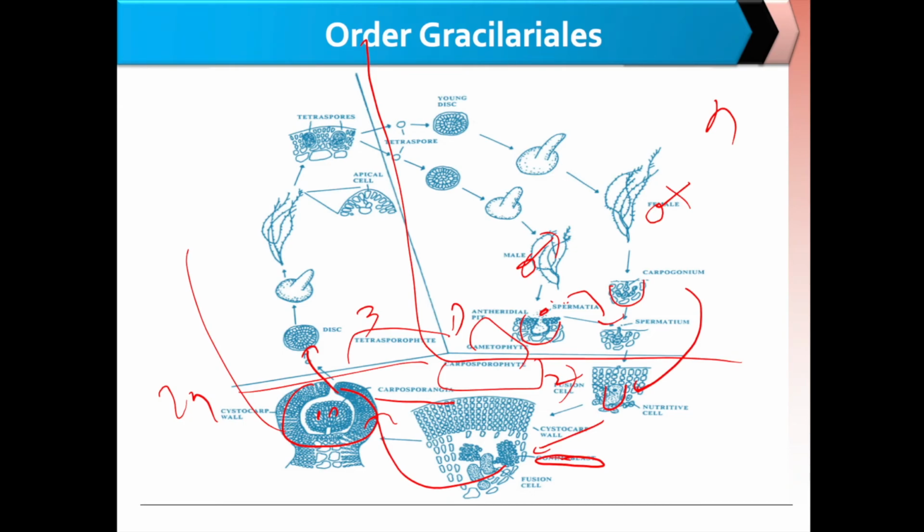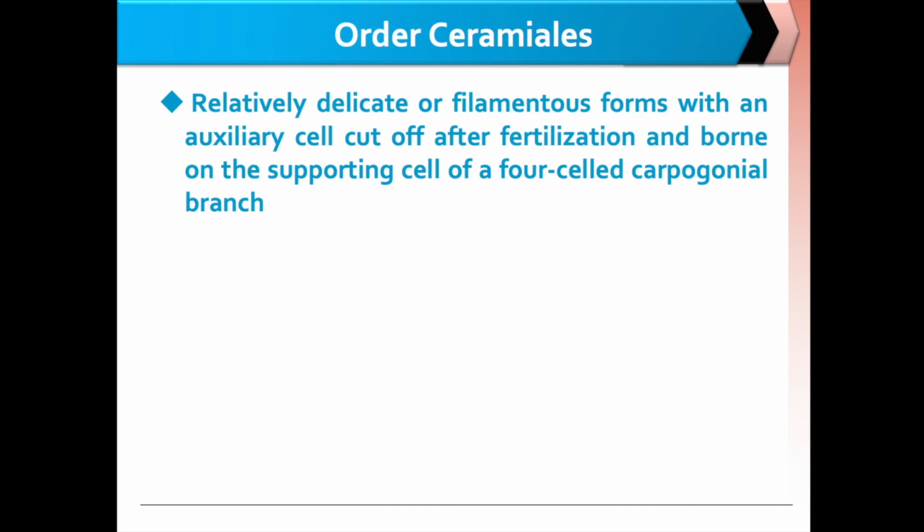Carpospores. Yung mga carpospores na to magde-develop eventually at magsasettle, maggagawa siya ng mga tetrasporophyte natin na magpuproduce ng tetrasporangium, and then tetraspore, and then yung tetraspores mo mag-germinate into your female and male, and eventually the life cycle will continue. Now, the last but not the least order that we have here is your order Ceramiales.